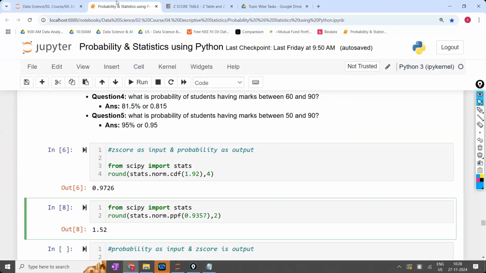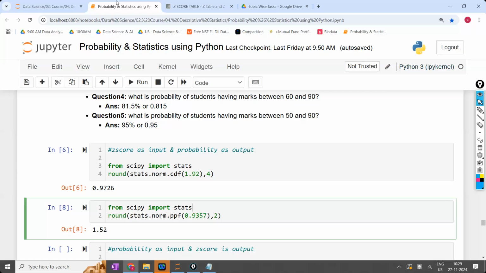Why? Because they will give the data set. The entire Excel sheet will be provided to us, and the data will already be there. If it is already forming the normal distribution, directly we are going to calculate, or we'll apply the pandas code. How many data points are there between 50 to 70? Filter function will apply.